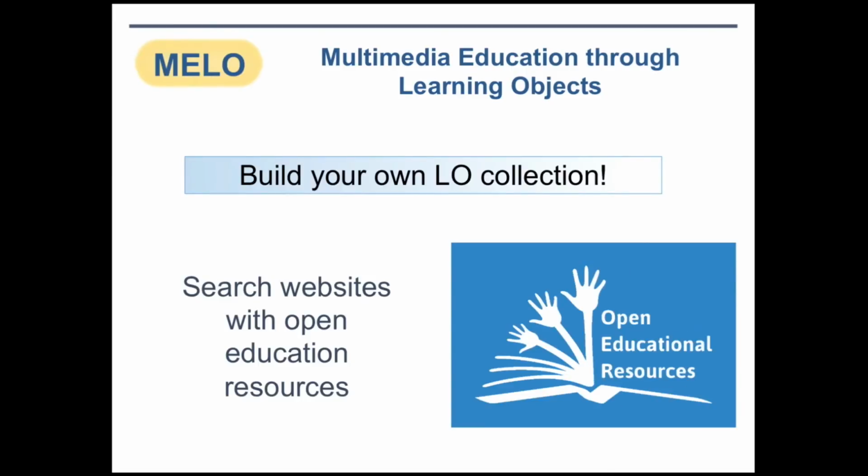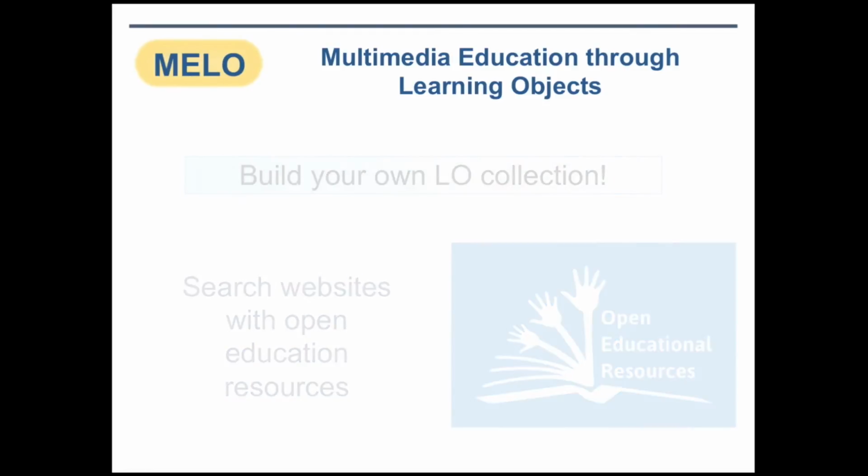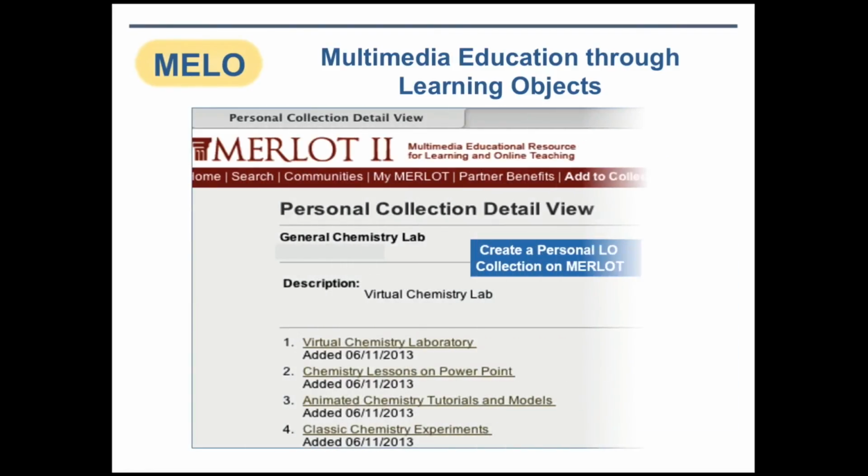When searching for learning objects for your collection, we also suggest that you search websites that offer open educational resources. For information on open educational resources and websites, go to the What Would You Like to Know tab on the home page. Here is a portion of a personal collection for a general chemistry lab course. The collection is stored on the Merlot website.